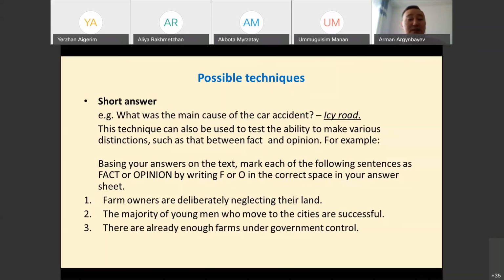Fact or opinion. Here we have an example about fact or opinion. We should write F for fact or O for opinion. Research says that a lot of students cannot differentiate between fact and opinion. This is why we test it.